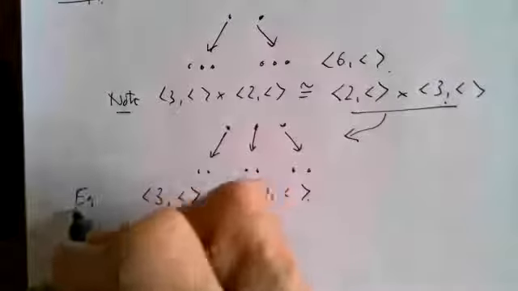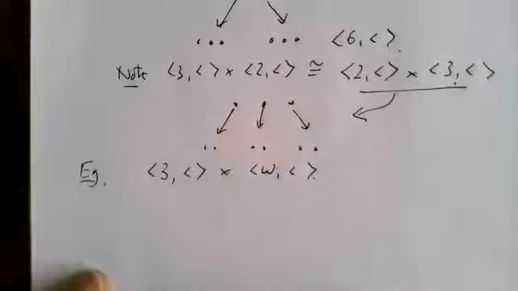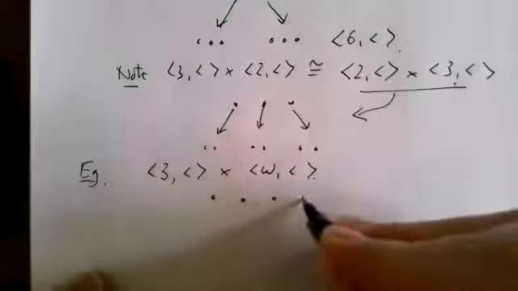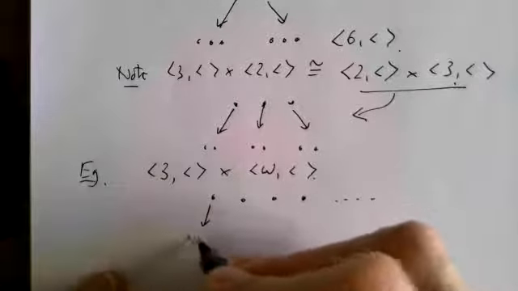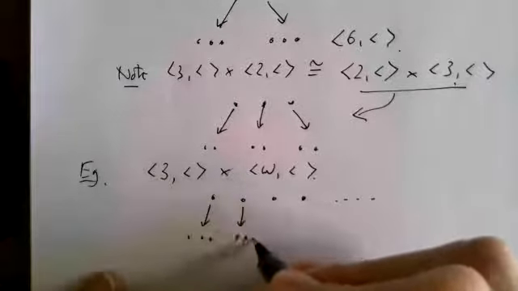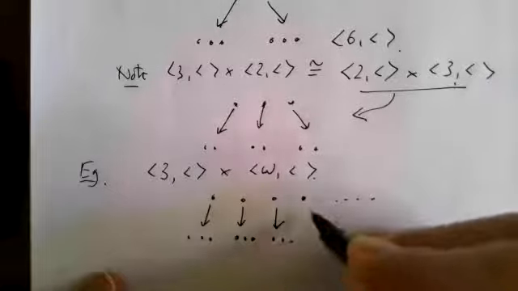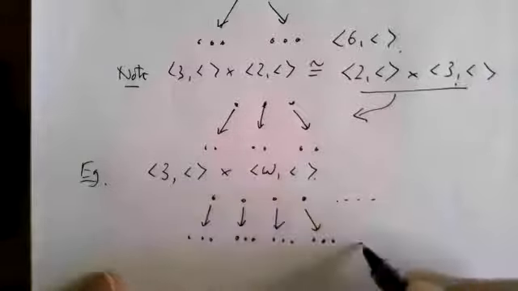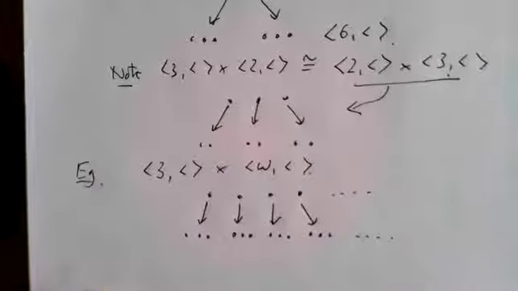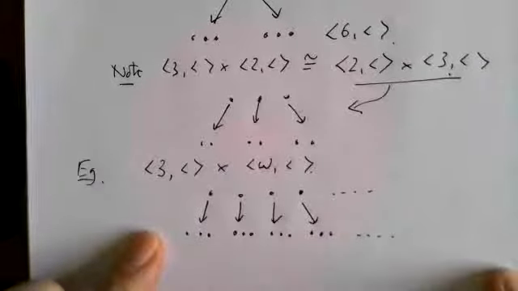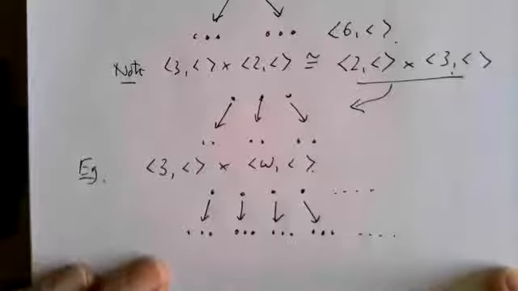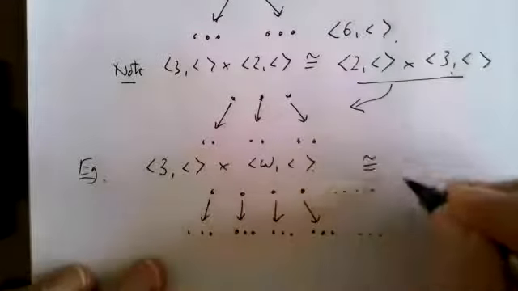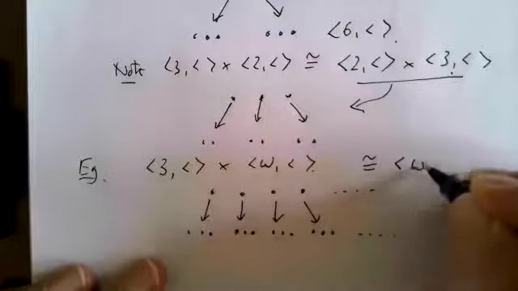So here's the next example. 3 times omega. I take a copy of omega. I replace each point with a copy of 3. Etc. So actually the whole picture then still just looks like omega, right? It's still got a first element and then it's just repeated successors. So I would say that this here is isomorphic to omega.